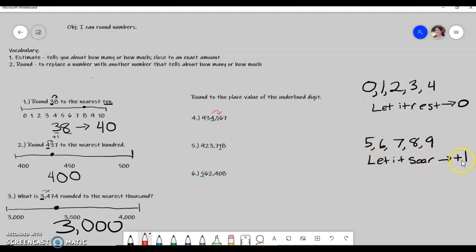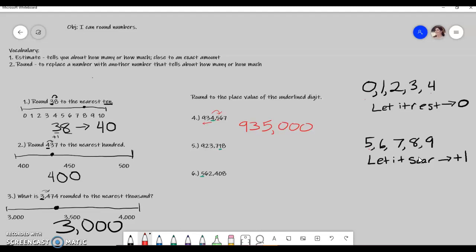We add one more. So that means that everything in front is going to stay the same, except for that 4. So the 9 is going to stay the same. The 3 is going to stay the same because we're not rounding those two. We're only rounding the thousands place. Now, because the 5 was in the add one more, let it soar, we're going to add 1 to 4. So 4 plus 1 is 5. And then everything behind that, how many place values do we have? 1, 2, 3. We're going to add 3 zeros.